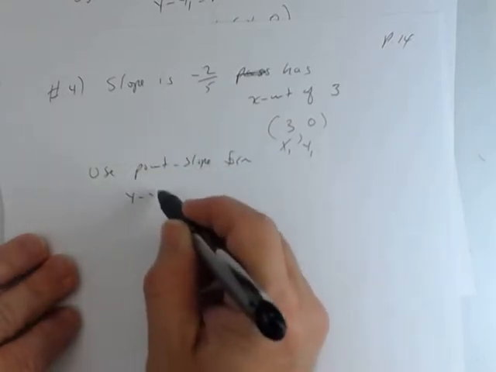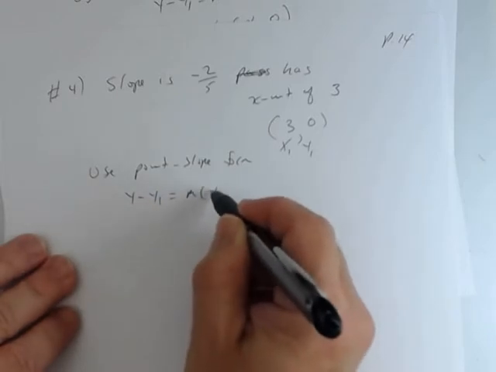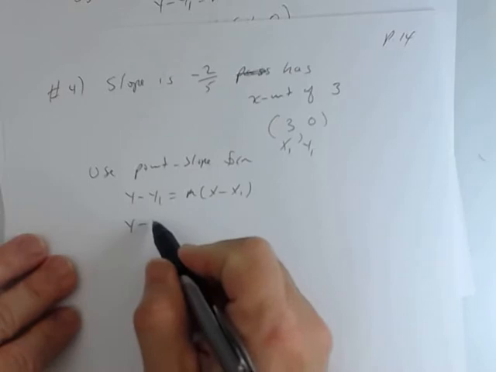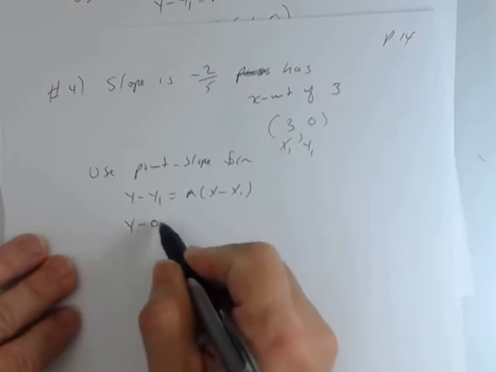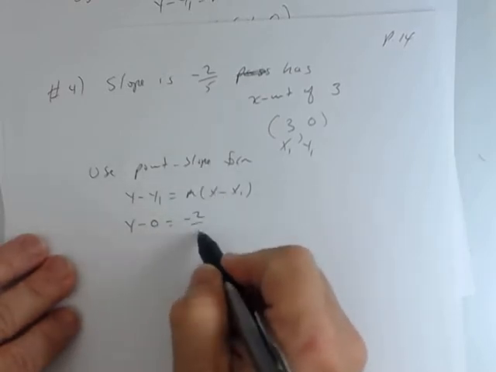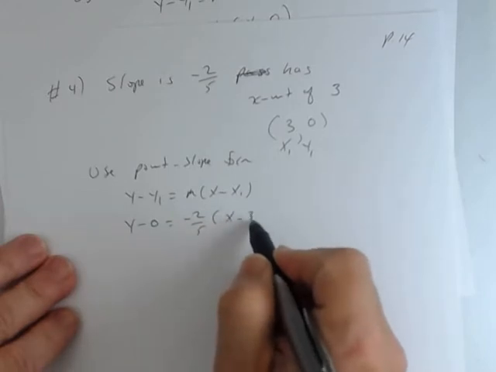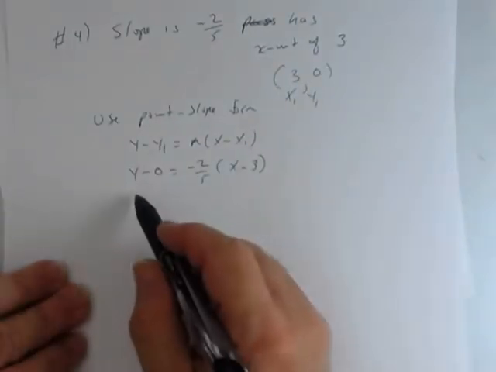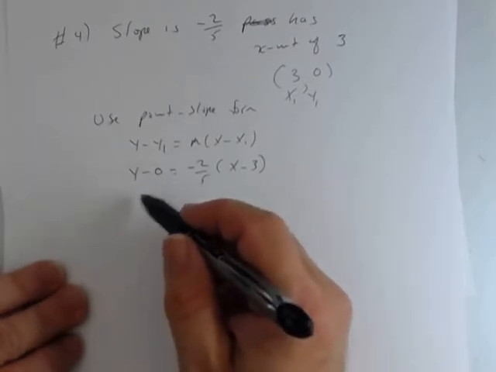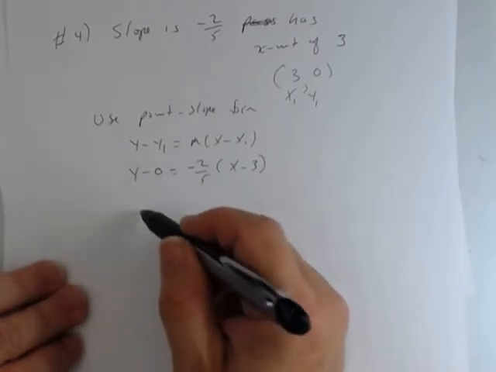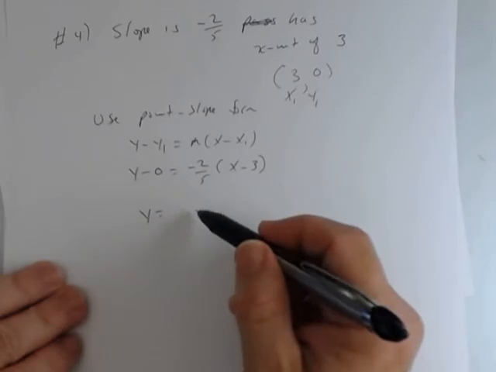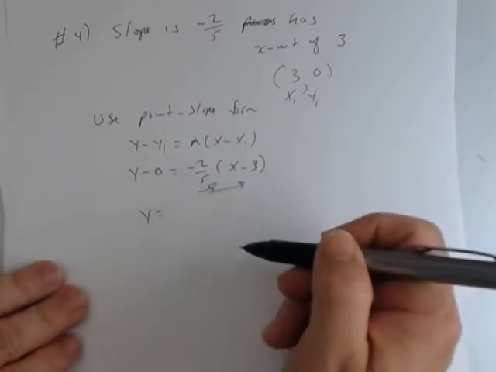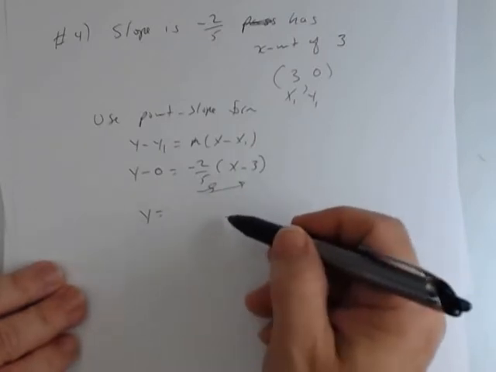So use point-slope form. y minus y1 equals the slope times x minus x1. So y minus y1, what's y1? 0 equals the slope, which is negative 2/5, times x minus 3. And then, but what's y minus 0? y. And look, since that was y minus 0, which is just y, all I've got to do is distribute, and that's your answer.